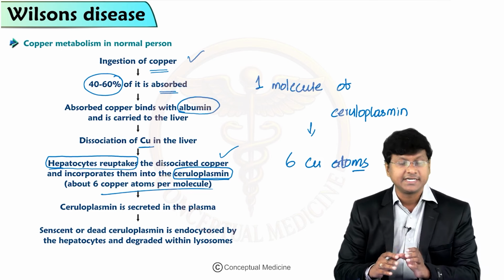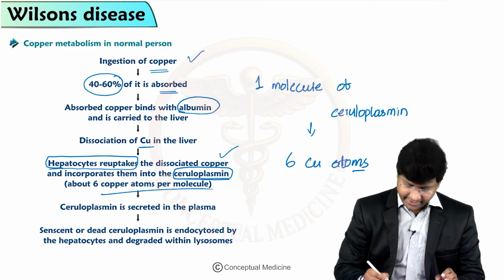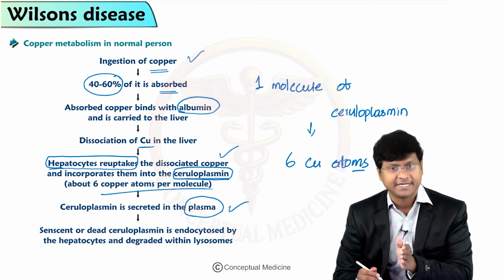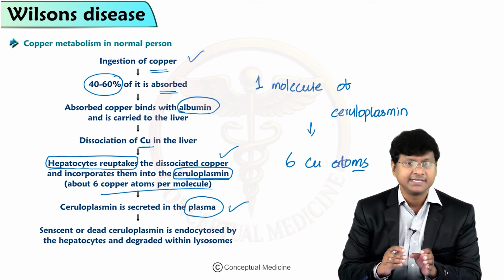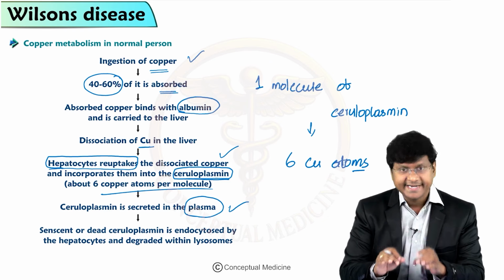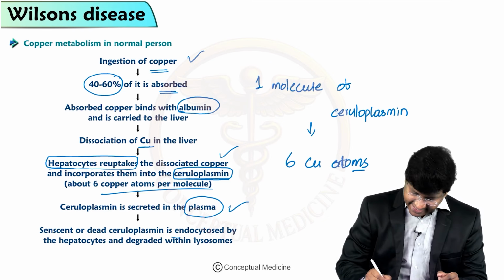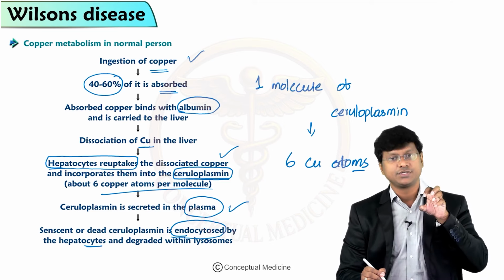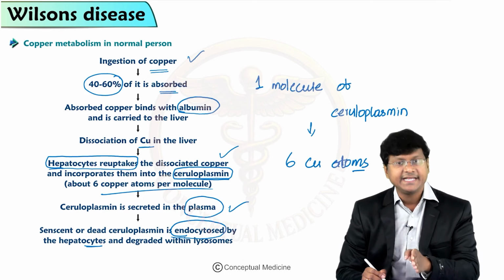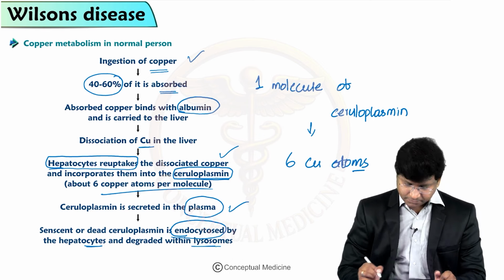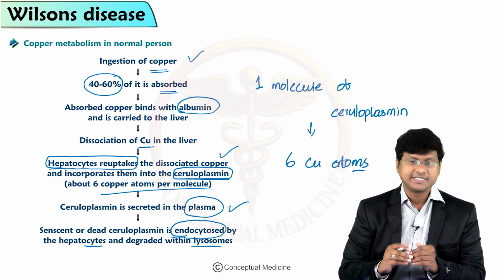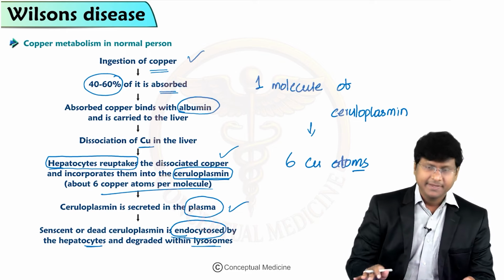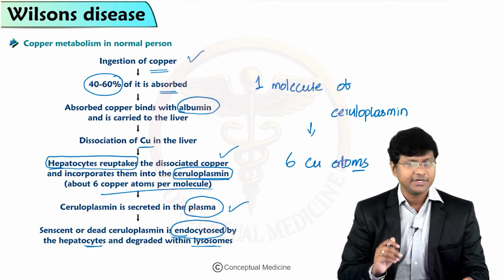And this ceruloplasmin containing 6 copper atoms is secreted into the plasma. Now after the ceruloplasmin is secreted into the plasma, this senescent, that means old or dead, ceruloplasmin is endocytosed by the hepatocytes and degraded within the lysosomes. So that ceruloplasmin gets degraded within the lysosomes along with the copper atoms. Thereby you don't have excess copper in a normal individual.